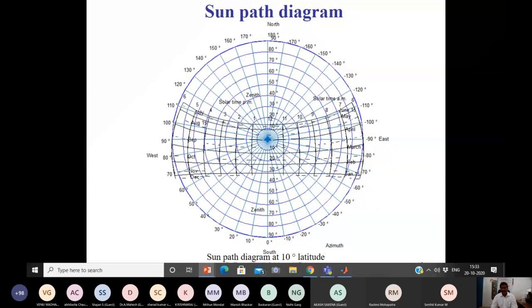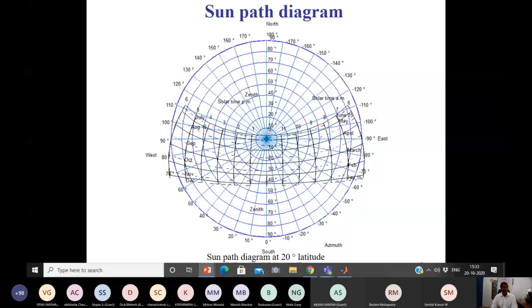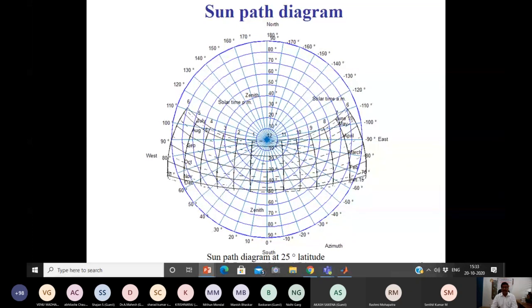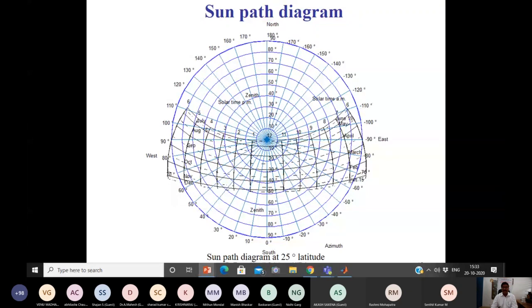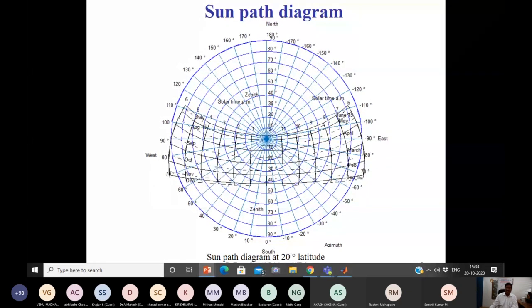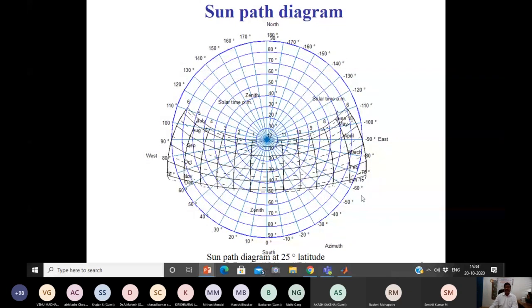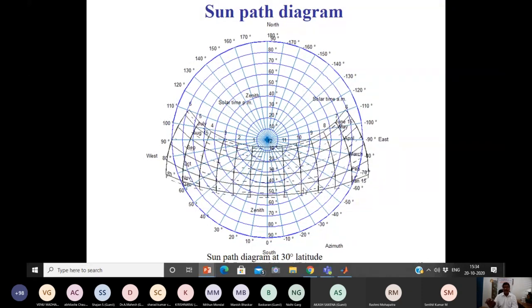And this latitude is changed for 10 degrees, 15 degrees, 20, 25. Now you can see the difference between the 20 degrees sunpath diagram and the 25 degrees sunpath diagram. In the 20 degree sunpath diagram, the center point is passing through the complete sunpath diagram, whereas at 25 degrees it is away from the sunpath diagram. That means there is no zero zenith position.